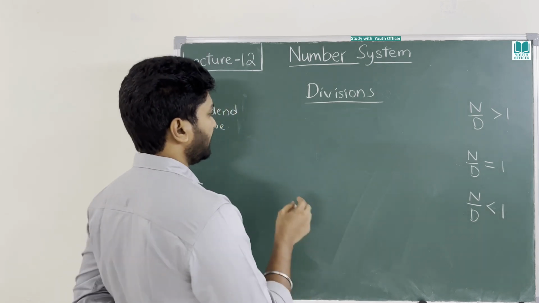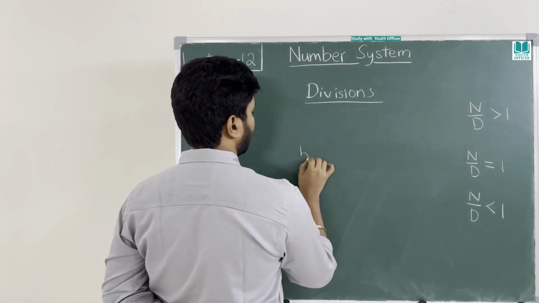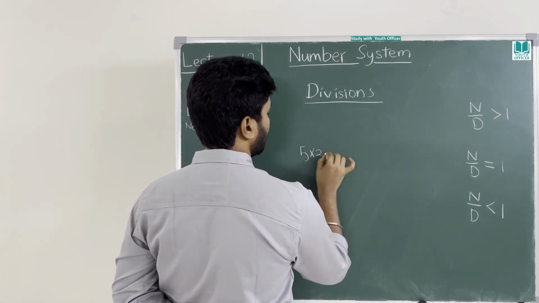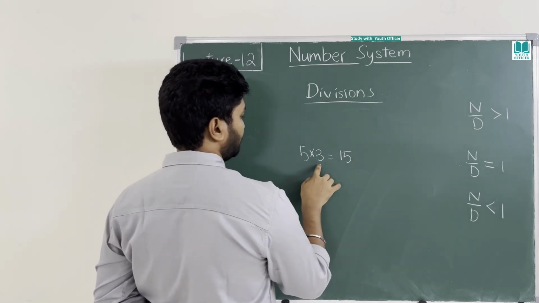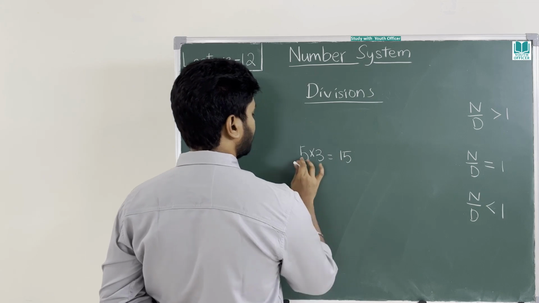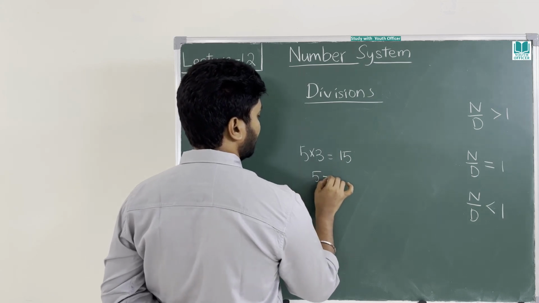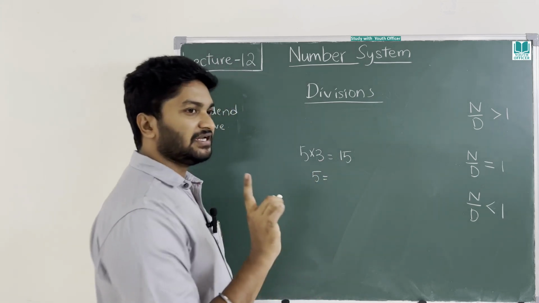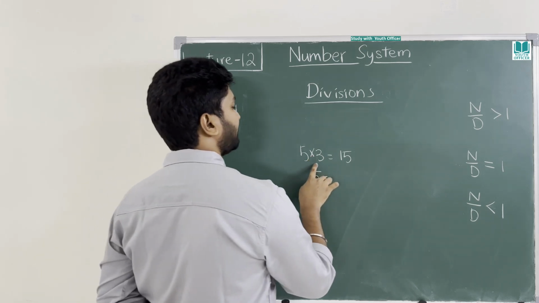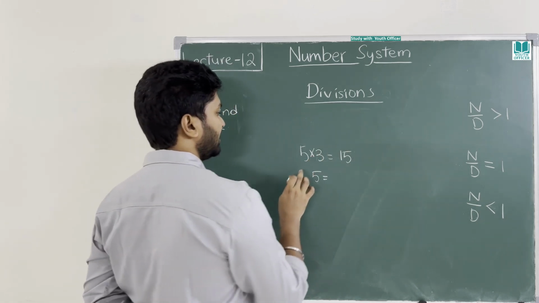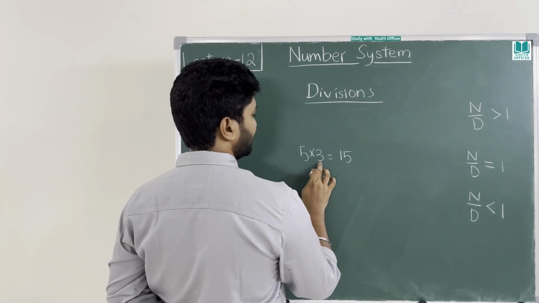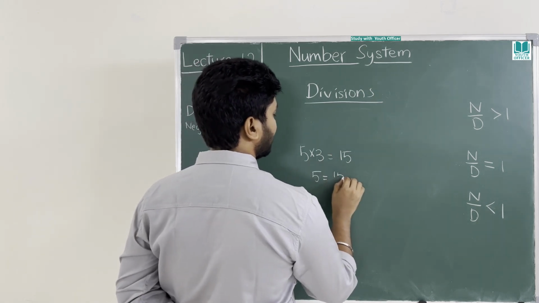In a multiplication, 5 into 3 is equal to 15, right? If you put 3 here, or if you leave 5 here, if you send this in subtraction, if you send it to the other side, it will become addition. Similarly, if it is multiplying on this side, if it goes to that side, it will start dividing.